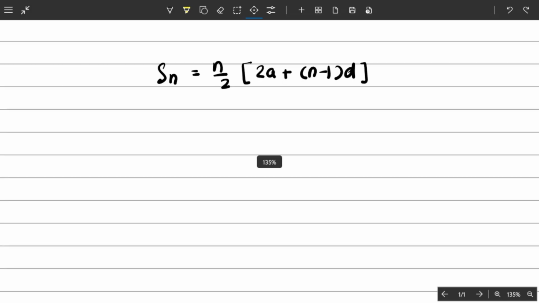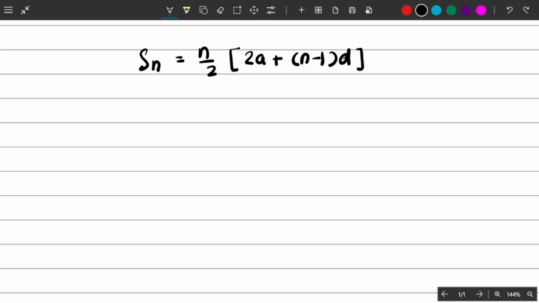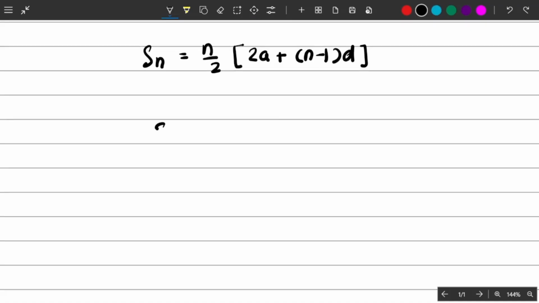Okay, let's try to prove this formula. For arithmetic progression, this time we'll do the Sn formula, the summation formula. If you still remember, what is Sn? Sn is the sum of T1, the first term, the second term, third term, and so on, until the very last term, which is Tn.